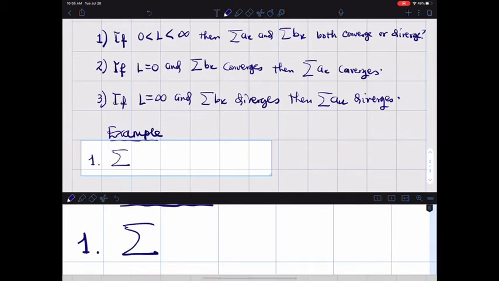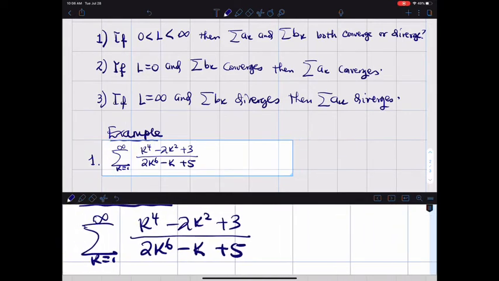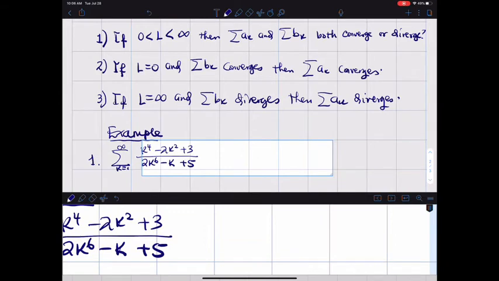How about the summation k from 1 to infinity of k to the power of 4 minus 2k squared plus 3 over 2k to the power of 6 minus k plus 5? All right, now what do we have? Think about this carefully. Think about back to calculus.